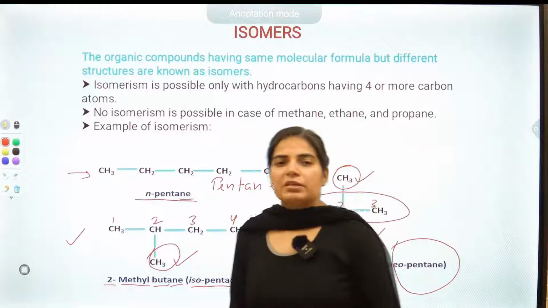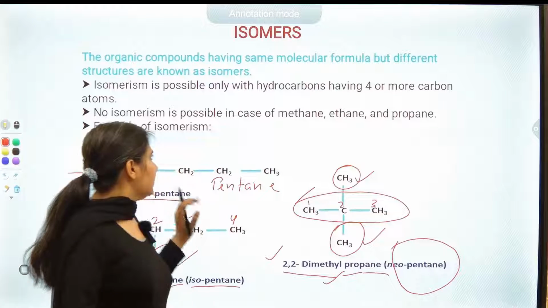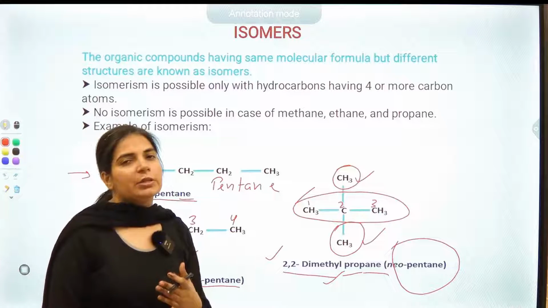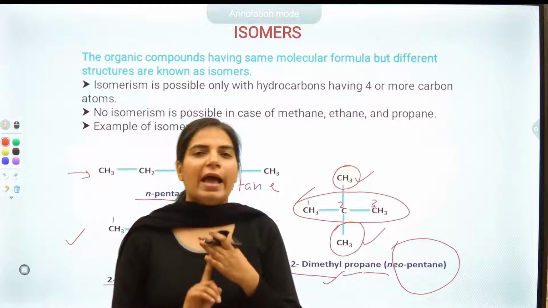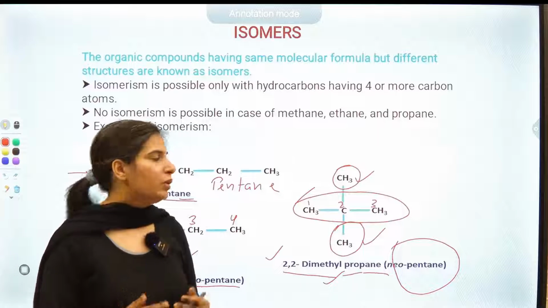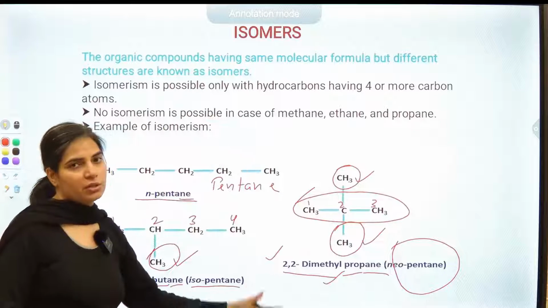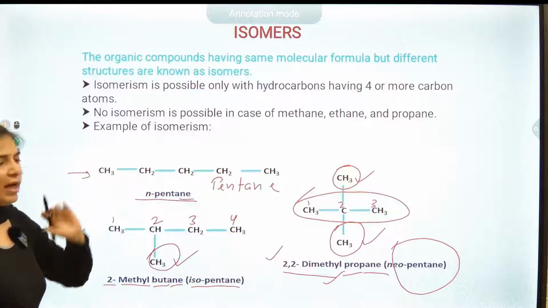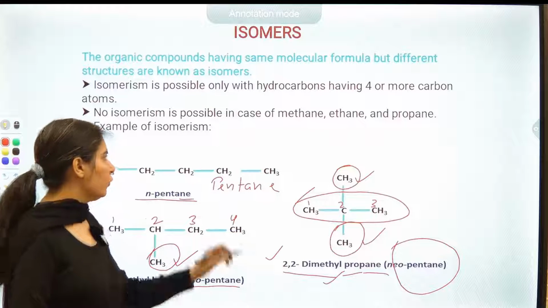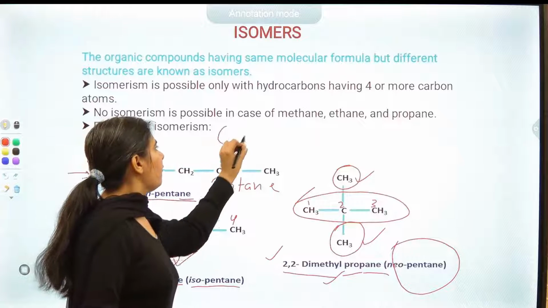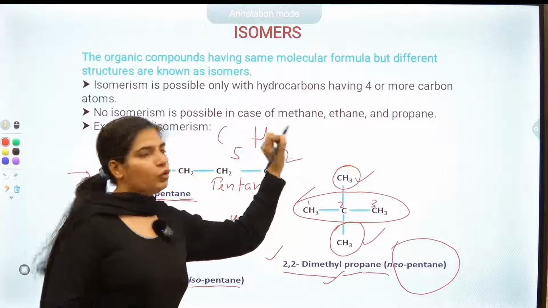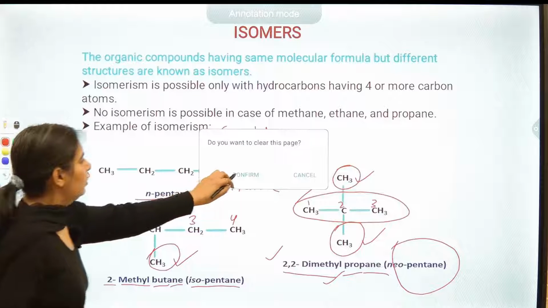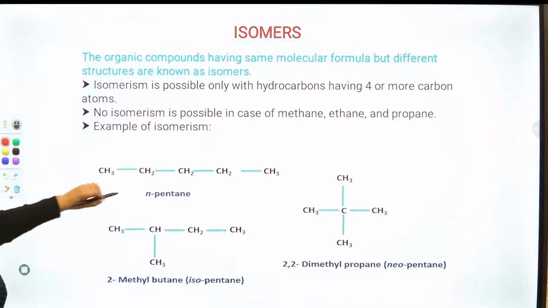Collectively, we have discussed our compound, that is C5H12. And the molecular formula of C5H12 can be represented with different structures. That's why these all are considered as the isomer of the formula C5H12. Now let's move to our next slide.